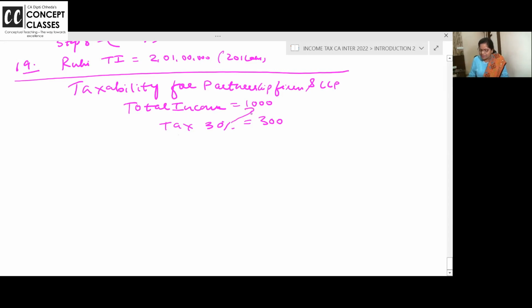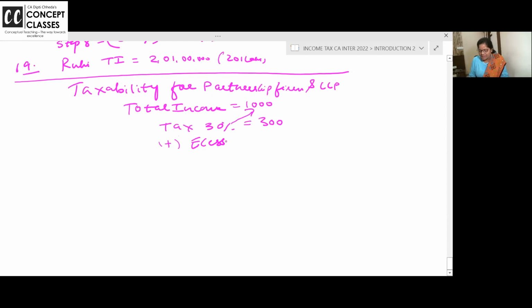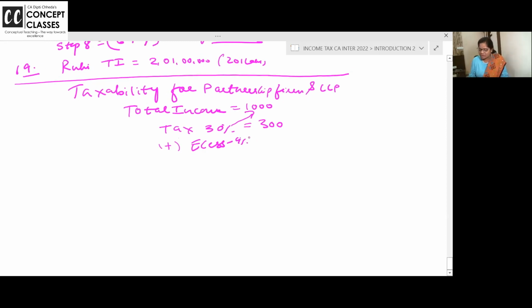Flat 30% tax, 300. Surcharge will come only if the income of the partnership firm exceeds 1 crore. So what will be the ECESS? ECESS हर जगह आएगा मैम. हाँ. Whatever may be the tax, ECESS has to be there. 4% on this comes to 12 rupees या 120.